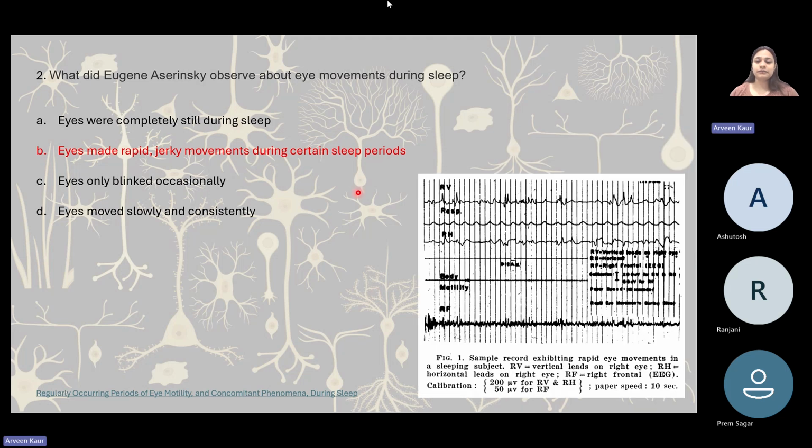So, this is another original graph from that particular paper, wherein the figure legend says: sample record exhibiting rapid movements in a sleeping subject. RV over here represents vertical leads on the right eye, RH is the horizontal leads on the right eye, and RF is the right frontal. So these are different channels from which recording had been done in that particular subject, right?